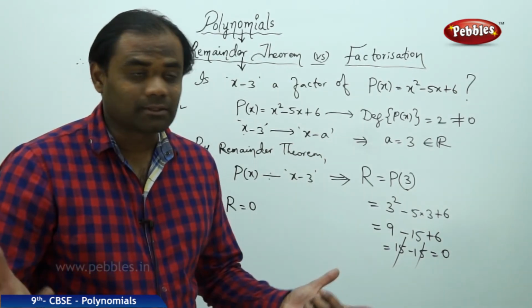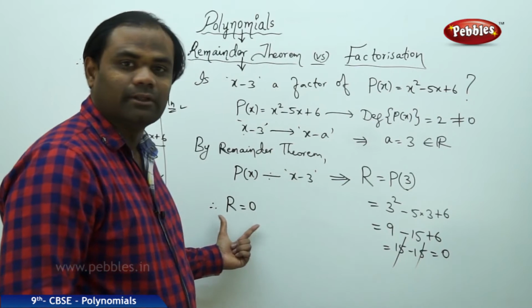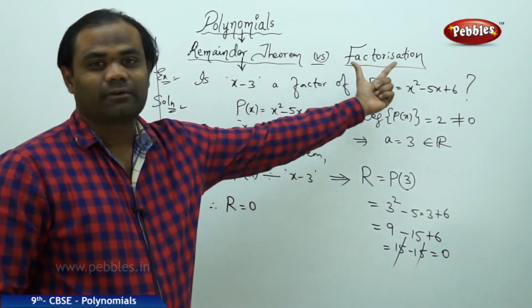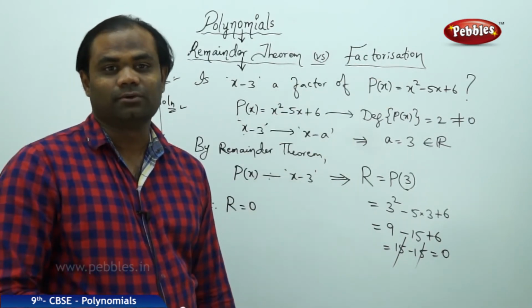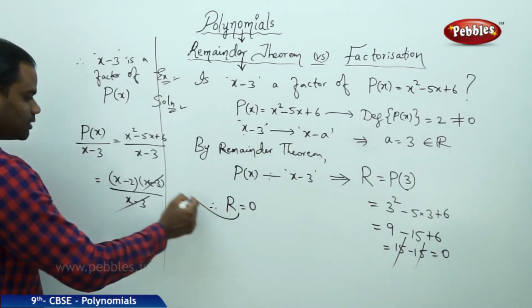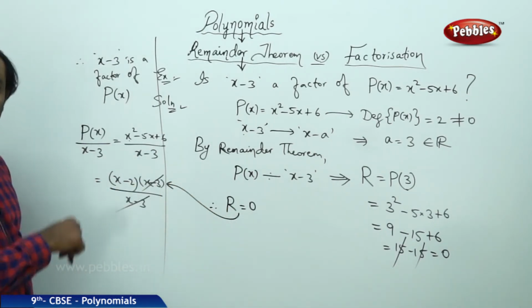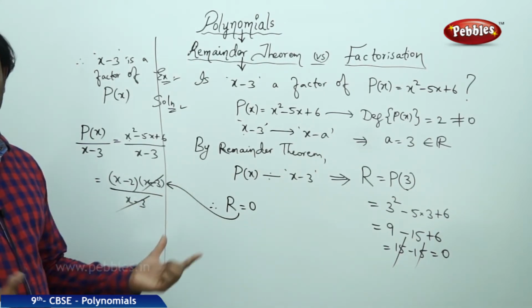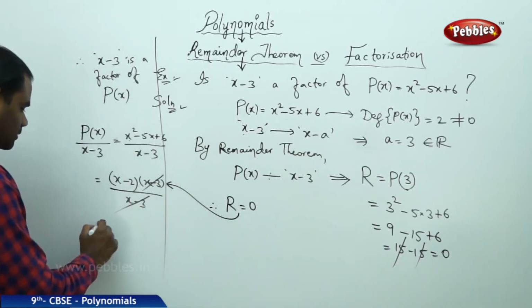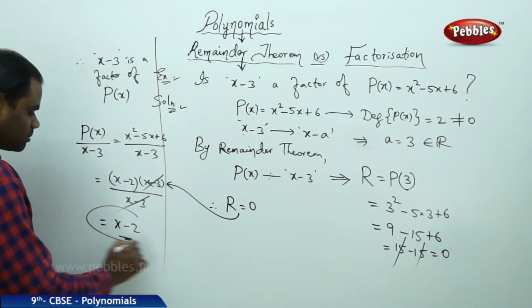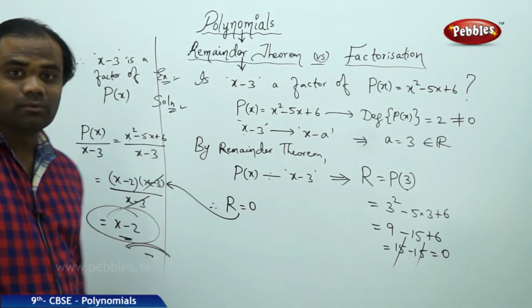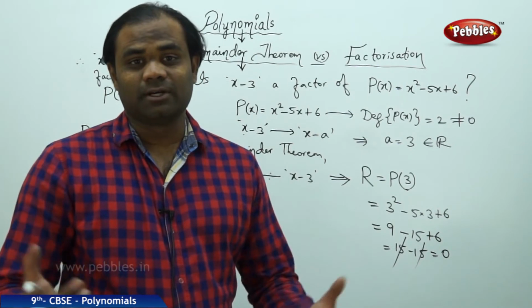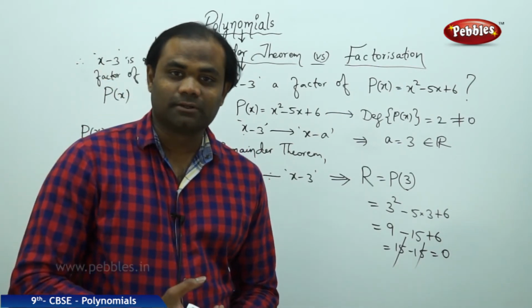And why is it a factor? Because it satisfies the remainder theorem with factorization. Remainder is 0, and hence, because the remainder is 0, the two factors get cancelled. That means x minus 3 is a pure factor of the given polynomial p of x, and the result is x minus 2. That is how we understand the complete concept of remainder theorem connected with factorization.